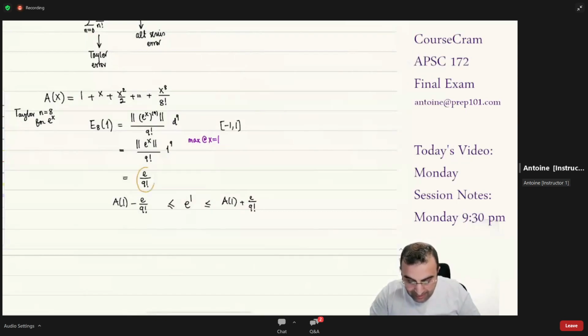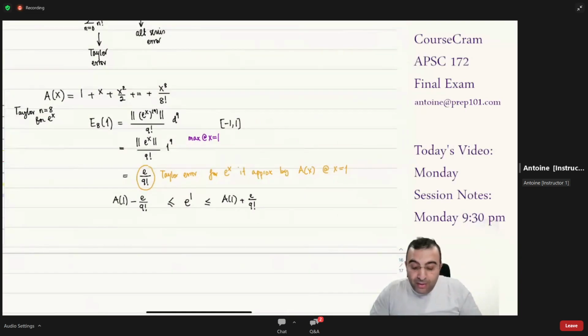This is the Taylor error. So this is the Taylor error bound for e to the x if approximated by A of x at x equal to 1.